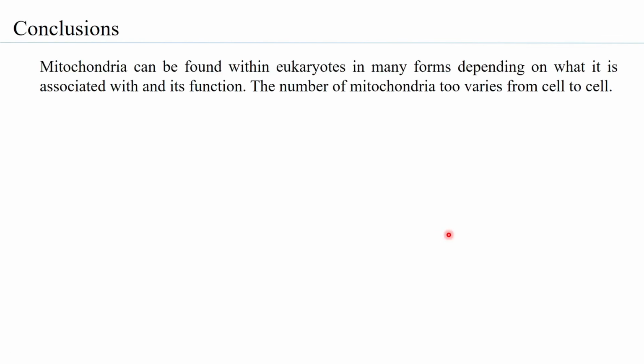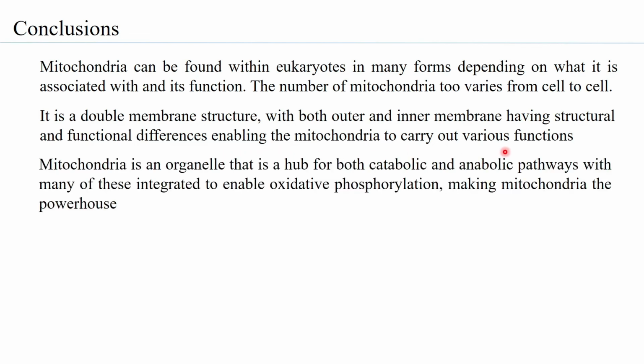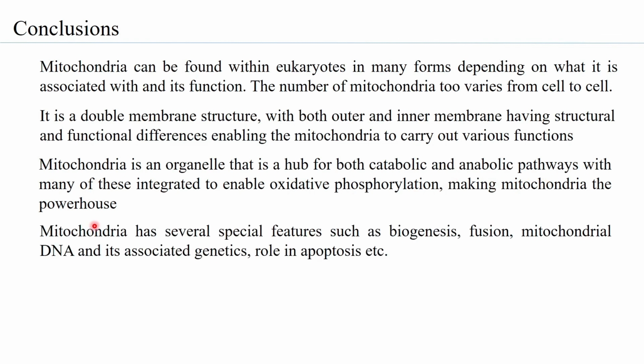So, let us make the conclusions. Mitochondria can be found within eukaryotes in many forms depending on what it is associated with and its function. The number of mitochondria too varies from cell to cell. It is a double membrane structure with both outer and inner membrane having structural and functional differences, enabling the mitochondria to carry out various functions. Mitochondria is an organelle that is a hub for both catabolic and anabolic pathways, with many of these integrated to enable oxidative phosphorylation, making mitochondria the powerhouse.